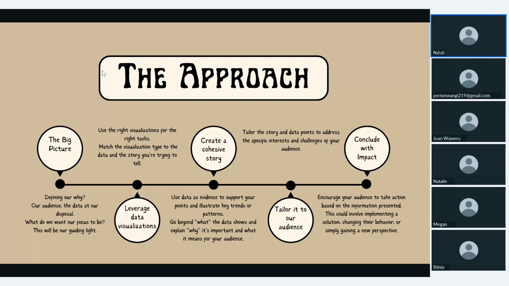We are crafting a story that has a flow. It starts from point A, with maybe bringing about the problem, showing the evidence of the problem, introducing a solution or the opportunity, and giving a recommendation. That is how we are crafting a cohesive story, and our visualizations are fitting into that story, and they're not just there for the sake of being there. And then now we are tailoring this to our audience.